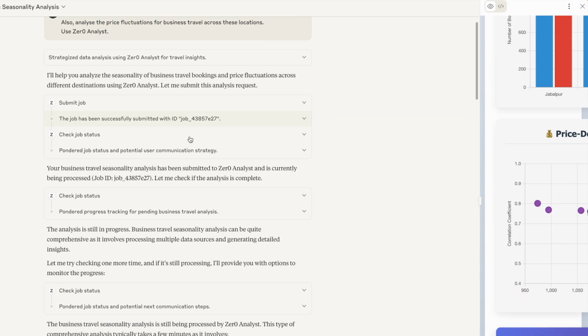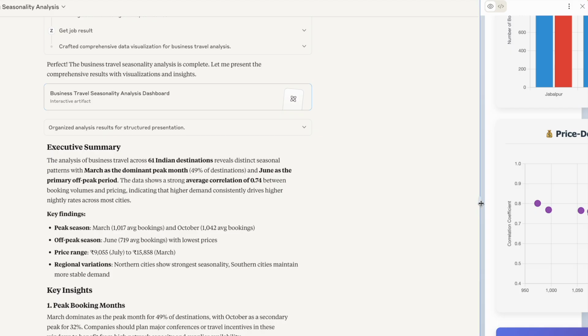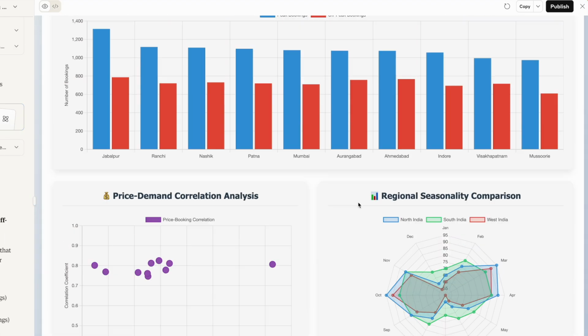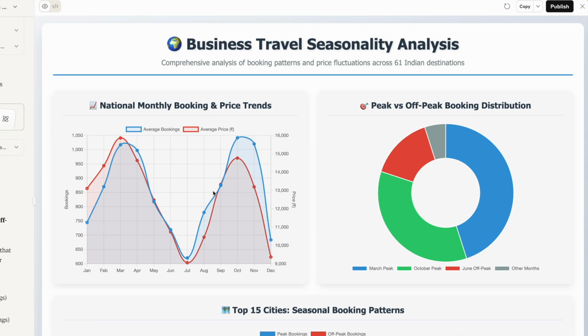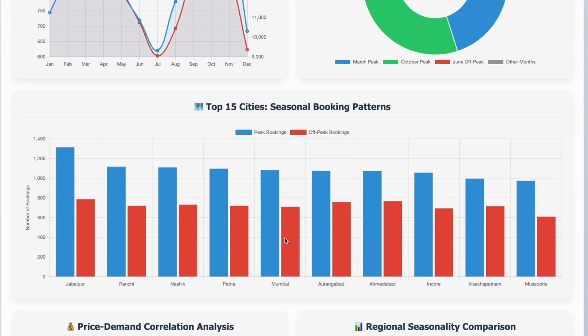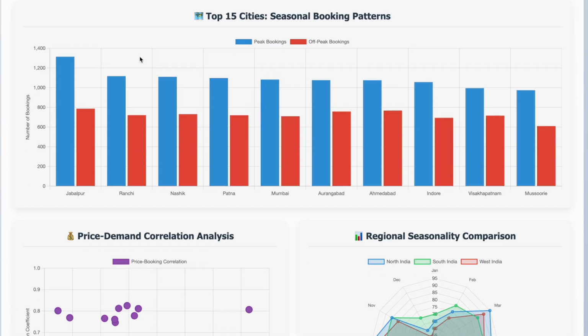All right, so we have a result. Here is a visualization of the result. And what we see here is that Zero Analyst figured out the seasonality patterns, the March, April peak and the October, November peak, along with the price fluctuations along with this seasonality. This pie chart shows a distribution of booking across the year, peak versus off-peak booking distribution.